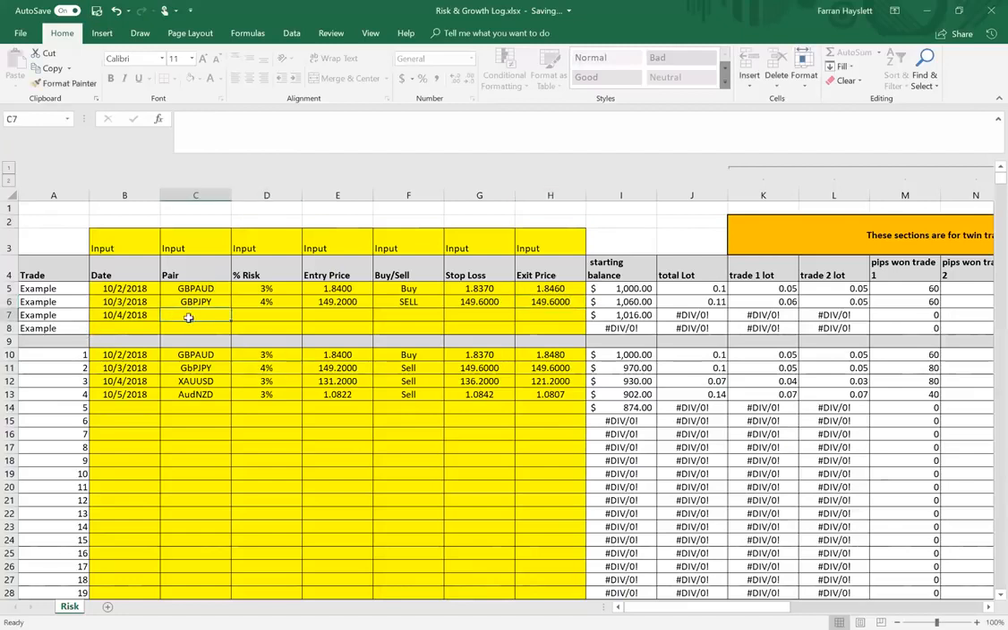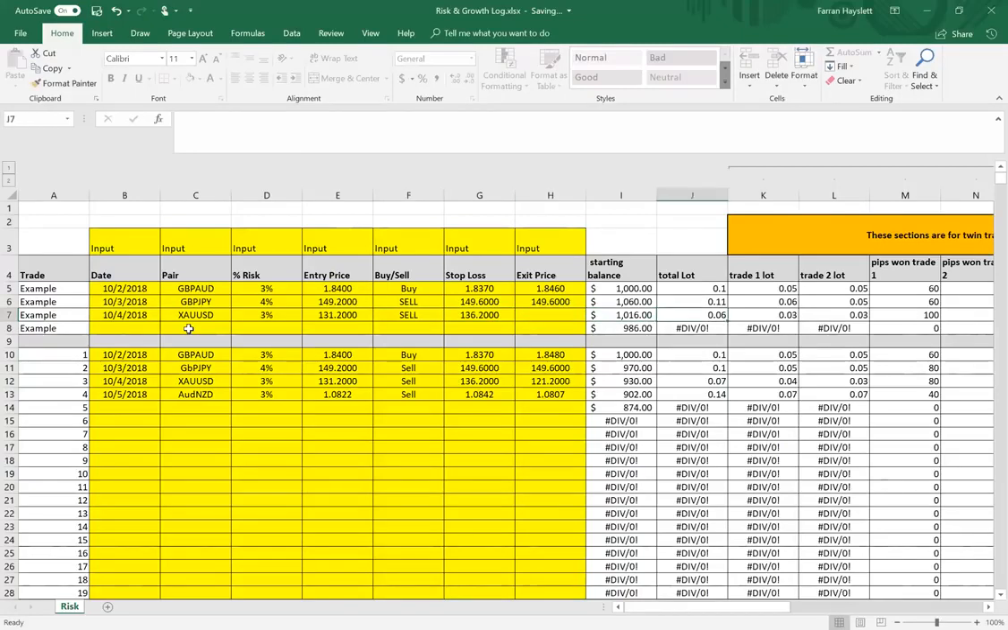Now, 10/4, right? We're trading gold, XAU/USD. Let's say I want to risk 3% on that trade. I put 3% there. My entry price is 131.2. I'm going to sell, right? Let's say I want my stop loss to be 136.2. For those of you that know how to calculate stop losses, how many pips is that for gold? 50, right?